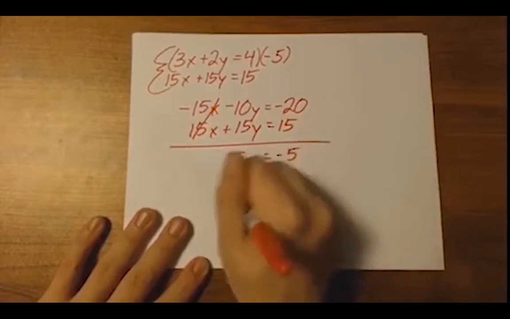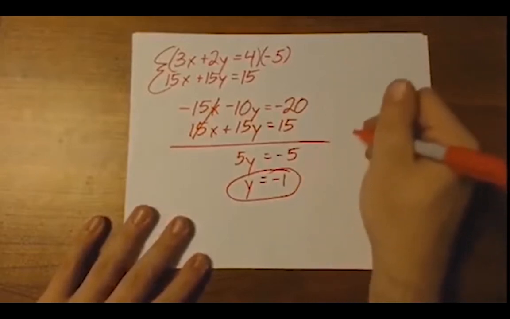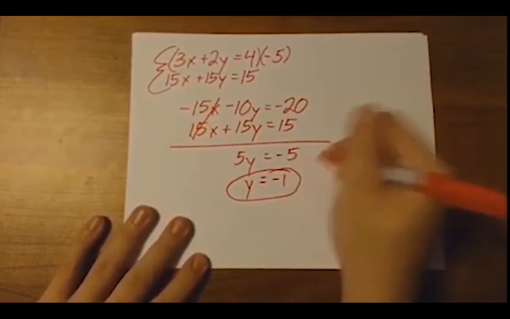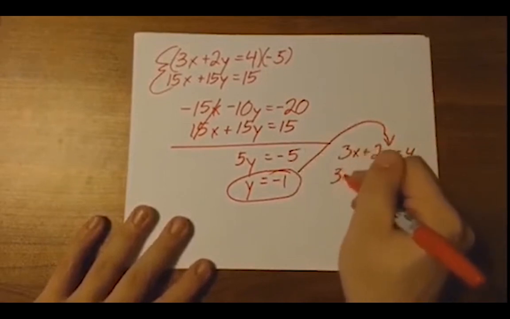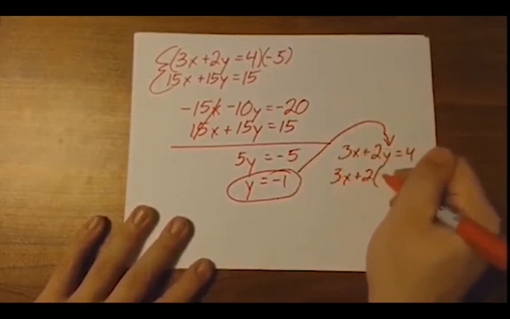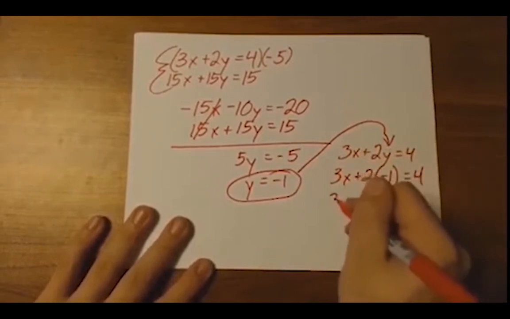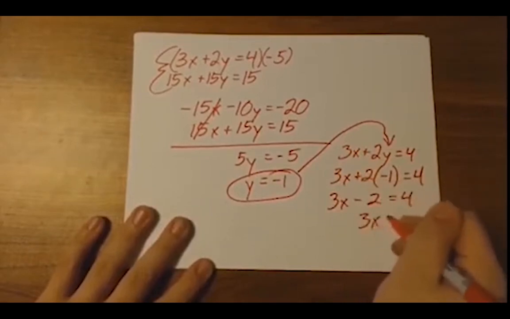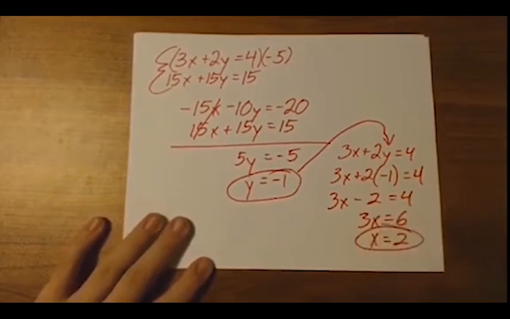Divide both sides by 5, I get y equals -1. I'm going to plug that back into one of the original me created equations. 3x plus 2 times -1 equals 4. 3x minus 2 is 4. 3x is 6. X equals 2.